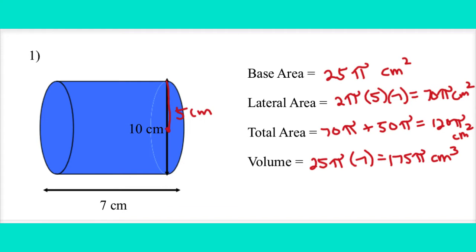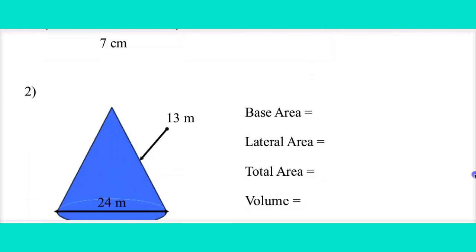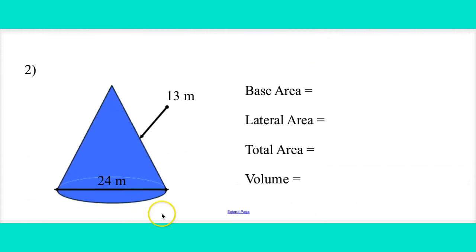Let's take a look at an example involving a cone. So here I've got the diameter of the base is 24 meters. That means I know that the radius is 12 meters. And I need to also know the height of this cone to figure out its volume. So notice I've got 12 meters here and 13 meters here. That means the height would have to be 5 meters. 5, 12, 13, Pythagorean triple.